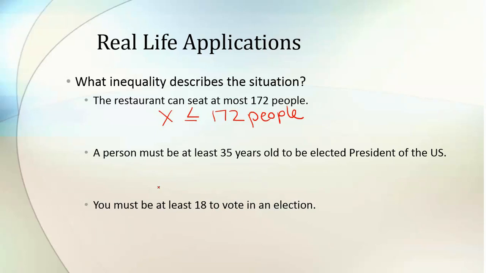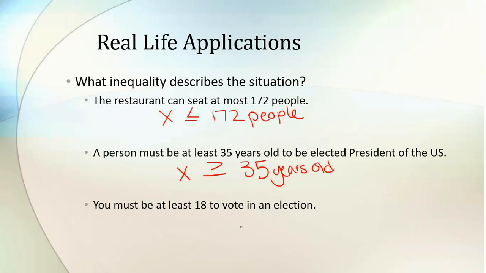A person must be at least 35 years old to be elected president of the U.S. So I have x and I have 35. Now, which inequality symbol am I going to have? Am I going to have a greater than or a less than? If it would be less than, that would mean a 15-year-old could be president. No. Above 35. At least 35. They have to be 35, but they can be older, just not younger. So x has to be greater than 35. But can they also be 35? They can. So x is greater than or equal to 35 years old.